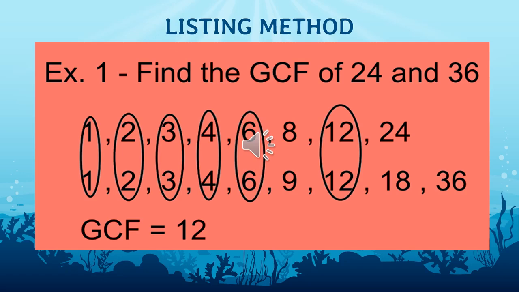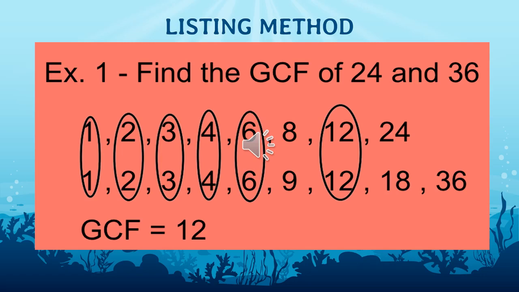So for 24, we have 1, 2, 3, 4, 6, 8, 12, and 24. And for 36, we have factors 1, 2, 3, 4, 6, 9, 12, 18, and 36. Then we group or mark the common factors. So here the common factors are 1, 2, 3, 4, 6, and 12.